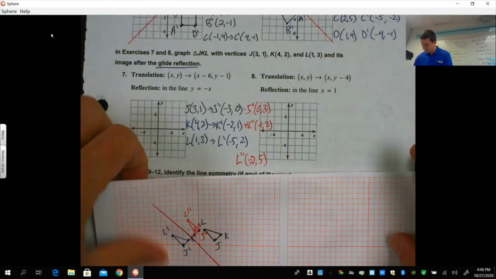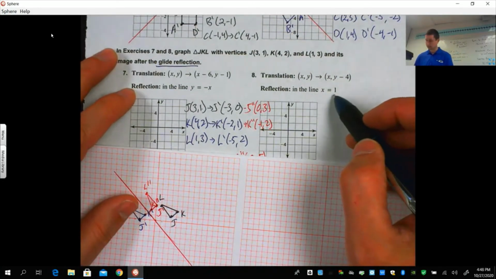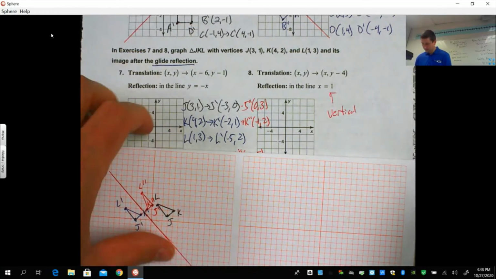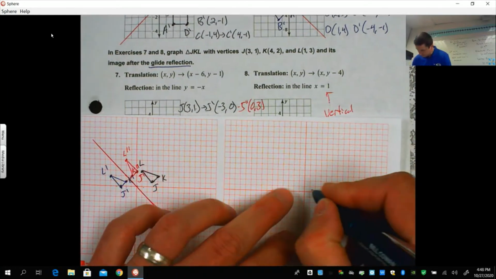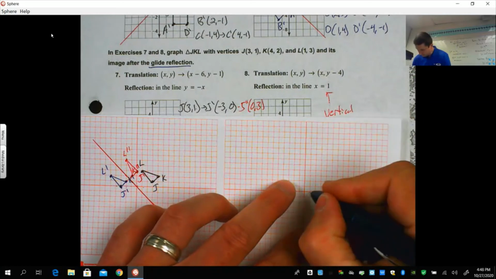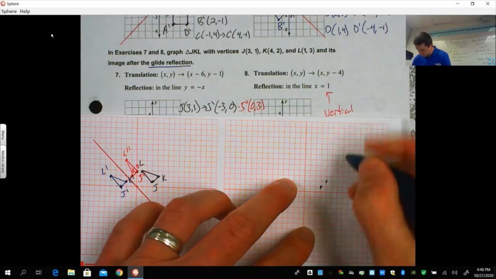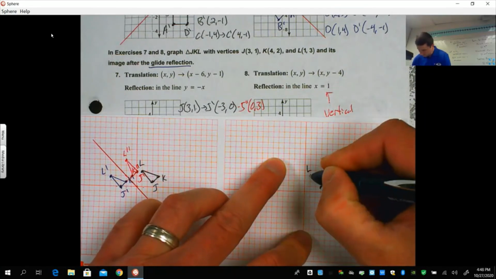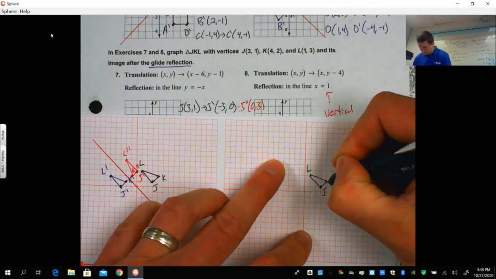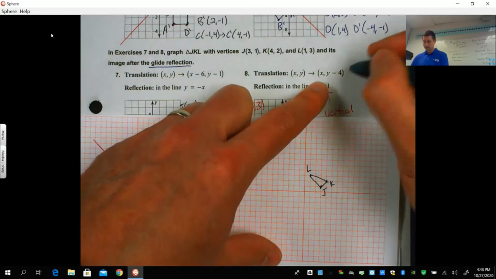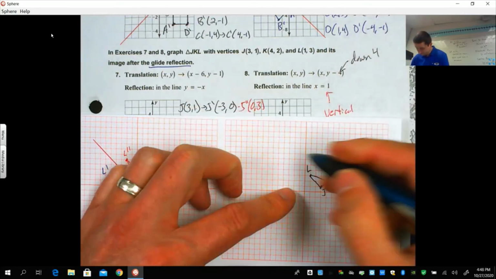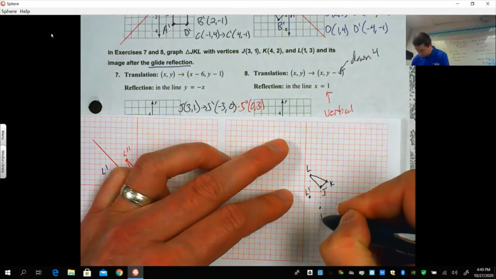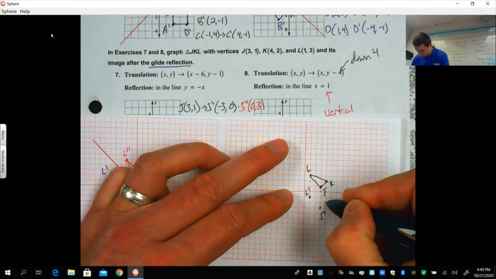Okay. Another glide translation. Notice this is a reflection in the line x equals 1. That is vertical. So 3, 1, 4, 2, and 1, 3. J, K, L. See if we can speed this up a little bit. We're going to shift it. X stays the same. This just means we want to go down 4. So 1, 2, 3, 4. There's L prime. 1, 2, 3, 4. J prime. 1, 2, 3, 4. K prime.